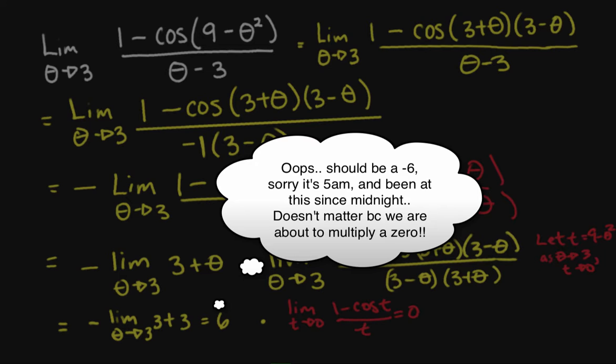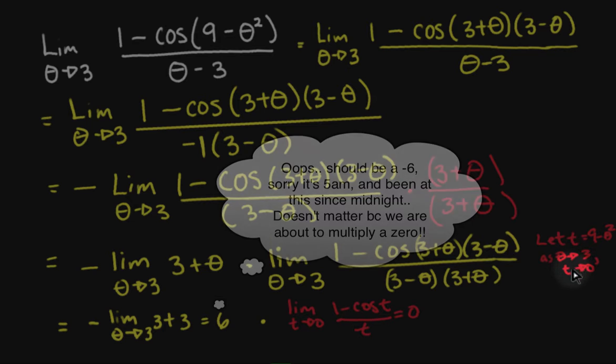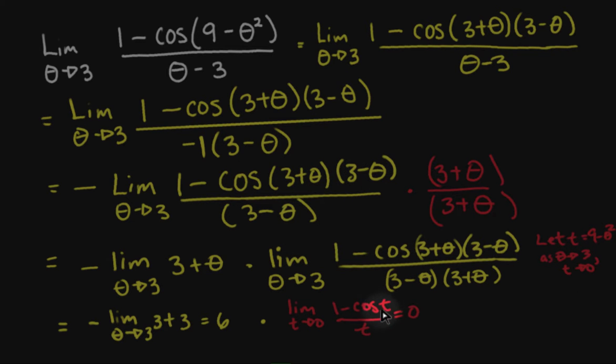And then on the second part, if you do a substitution, you would let t equal 9 minus theta squared. And as theta is approaching 3, if you plug in a 3 there, you get 9 minus 9 is 0. t will be approaching 0. So if we have 1 minus cosine t, because we substituted over t, and t is approaching 0, that whole thing will approach 0. So what we have is a negative 6 times 0, which gives us 0.